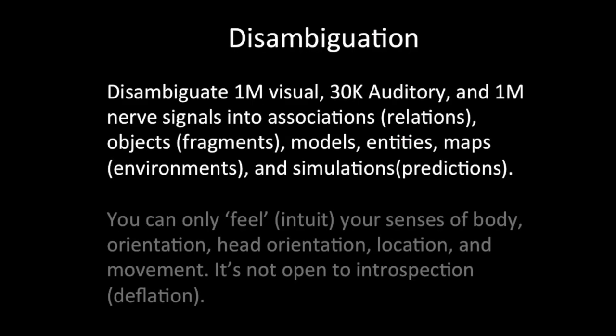So we disambiguate a million visual, 30K auditory. I'm sorry I didn't mention that earlier, but we have about a million visual neurons, 30,000 auditory neurons, neurons, not inputs, and 1 million bodily nerve cells. In other words, there's 1 million from our eyes, 1 million from our body, and 30K from our ears. And we put that into relations, then fragments, then models, then entities and maps, and environments, and then finally into simulations. And we feel that geometry.